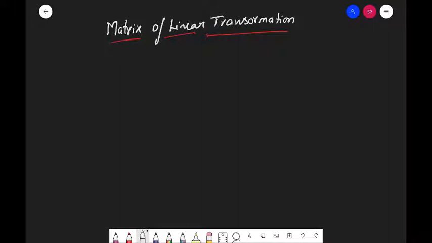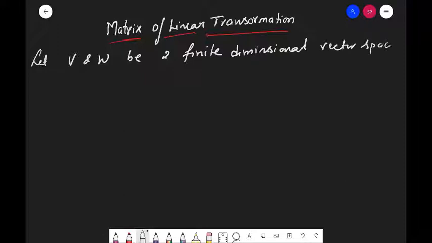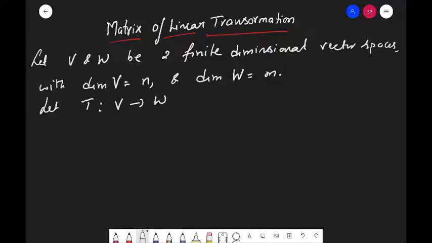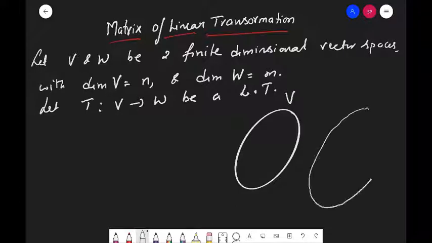For this I will consider, let V and W be two finite dimensional vector spaces with dimension V is equal to n and dimension W is equal to m. And let T from V to W be a linear transformation. So let me go through how it is. I will take this is V and I will take this is W and then T is a linear transformation. These two are vector spaces where T is a linear transformation.